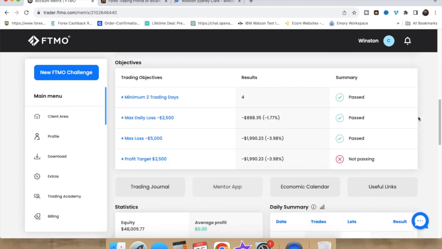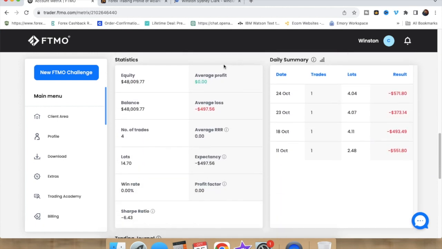And then here are the objectives. So 2-day minimum, I did pass that. Maximum daily loss, that was passed. And then maximum account loss was passed. I just was not able to hit that profit target, so that was not passing.